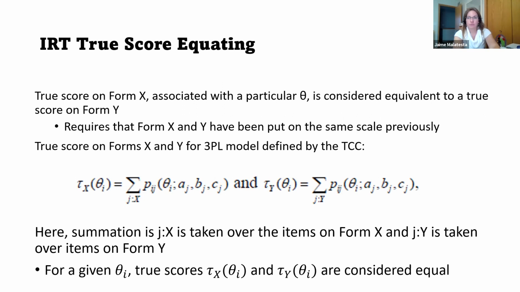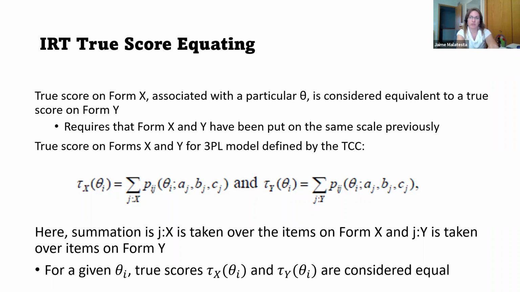Okay, so for IRT true score equating, you have true scores on form X that are associated with a particular theta, and they are considered equivalent to a true score on form Y. So that's the overall premise. Now this is the IRT definition of true score, which I will get into in a minute.